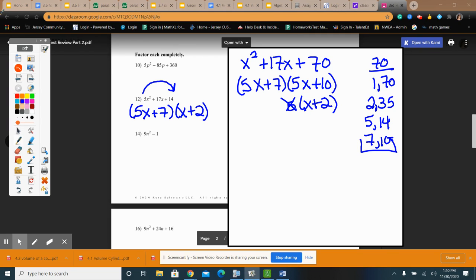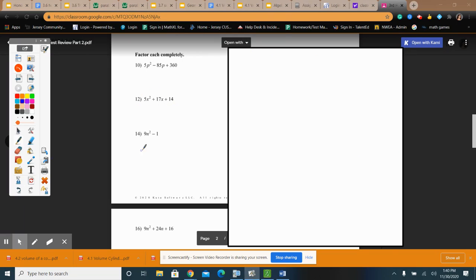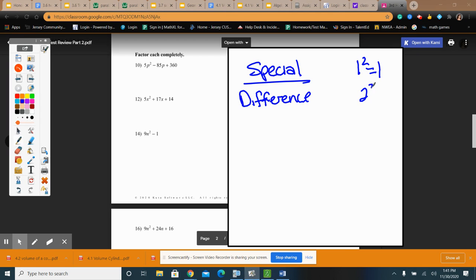Okay. Number 14, when you look at 14, hopefully after you see there's not a GCF right away, you should be like, oh, this is special. Why is it special? Well, there's only 2 pieces, right? And it's a subtraction sign, so it's difference for sure. And both of these numbers are perfect squares. 1 squared is 1, 2 squared is 4, 3 squared is 9. So 9 and 1 are both on my list. So that's difference of two squares.